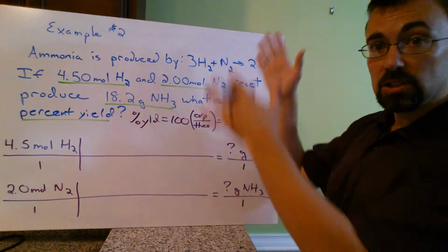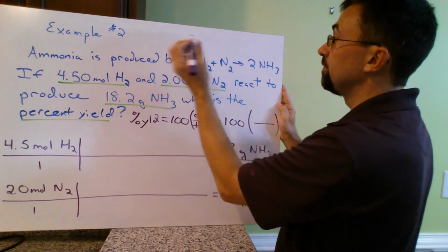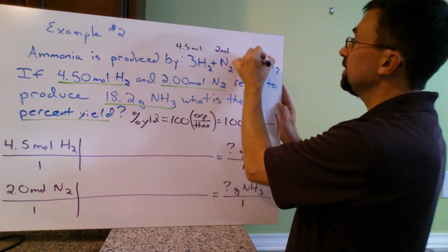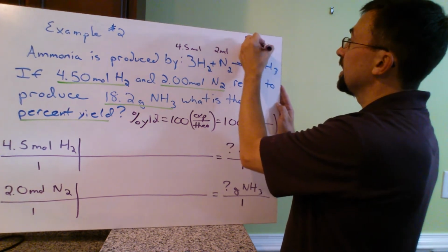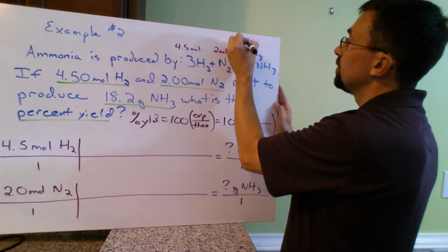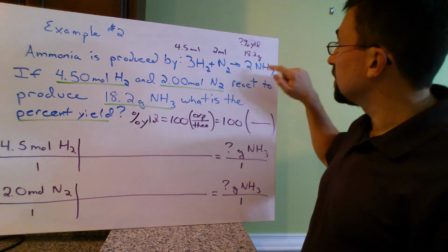Again, if you want to take the reaction and divvy things up, I think that's helpful. 4.5 moles, 2 moles, 8.2 grams, and we want to know the actual, we want to know the percent yield. Percent yield's got to be a product. There's only one product, so they must be talking about this.